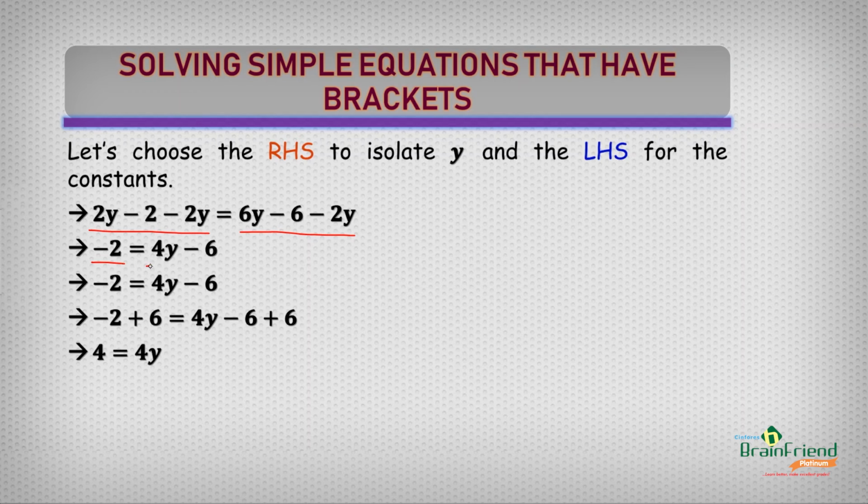Still isolating our unknown variable, to remove 6, we will add 6 to the right-hand side of the equation, and to keep our equation balanced, we will add 6 to the left-hand side of our equation. This will give us minus 2 plus 6 is equal to 4y minus 6 plus 6. Minus 2 plus 6 will give us 4, equal to 4y minus 6 plus 6 will give us 4y.